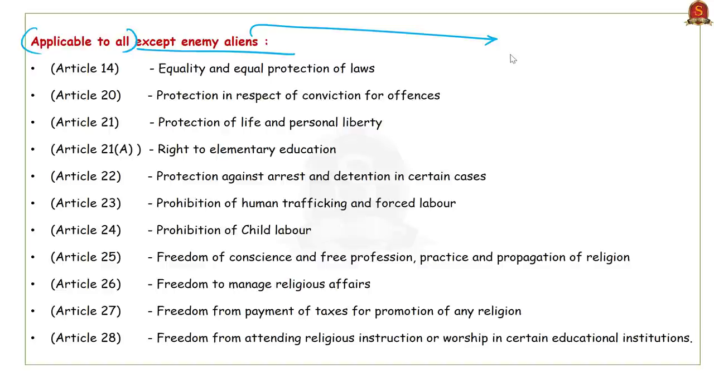When we say enemy aliens, these are people whose country is at war with India. It also refers to Indian citizens who voluntarily reside in that particular country or enemy state, or who voluntarily trade with such an enemy state at the time of war.